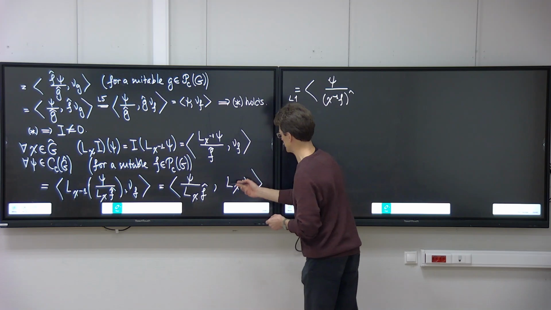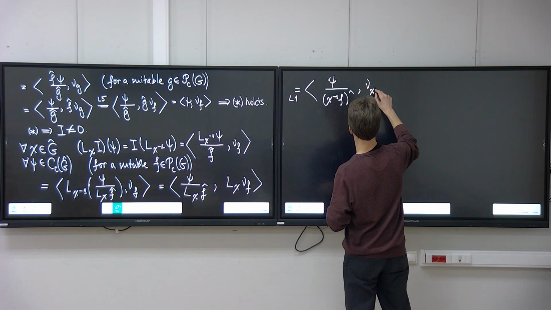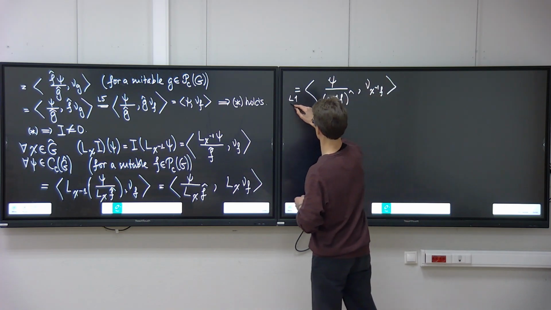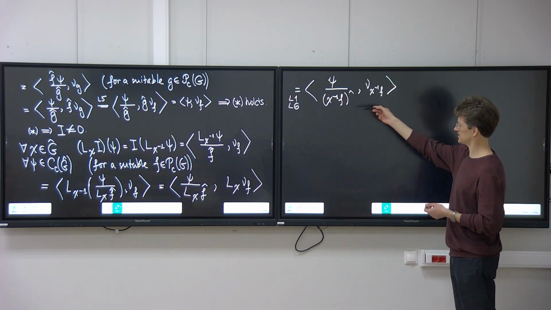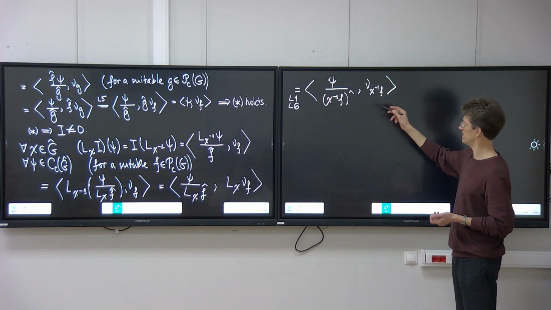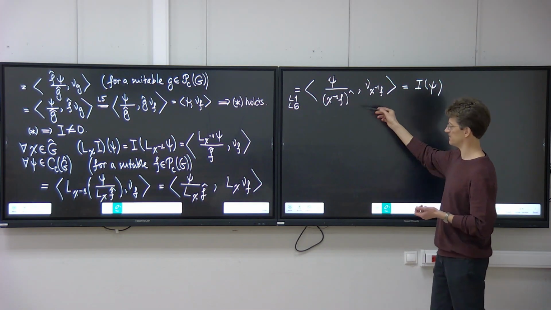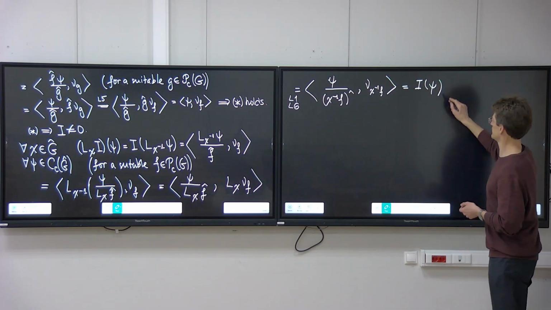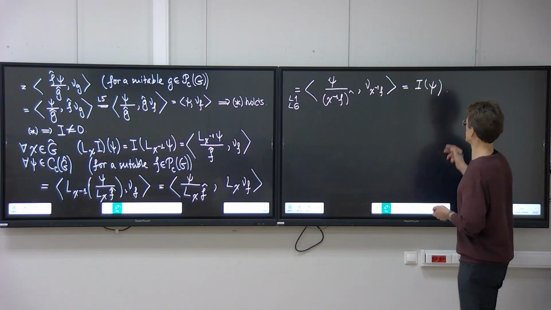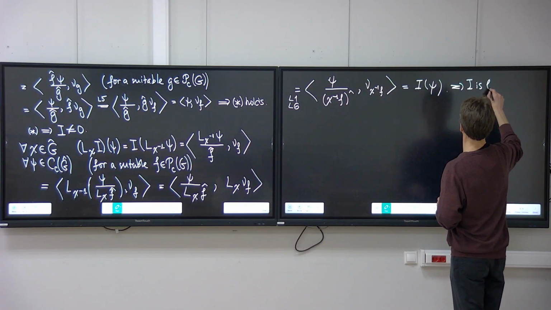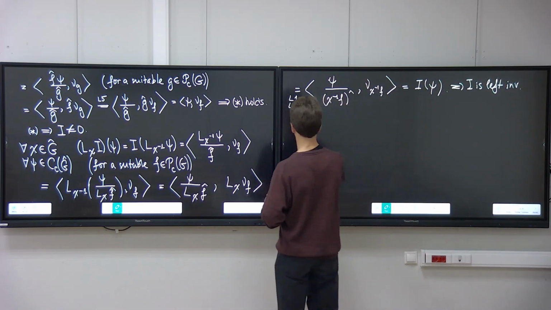And by lemma 6, the left translate of nu f is the measure nu associated to chi inverse f, by lemma 6. So we see that this is actually the definition of I of psi, because here and here we have the same function. So by looking here and here, we deduce that I is left invariant. Okay, so we get our measure.